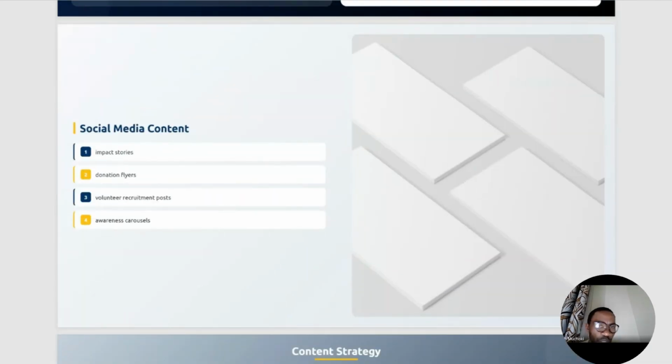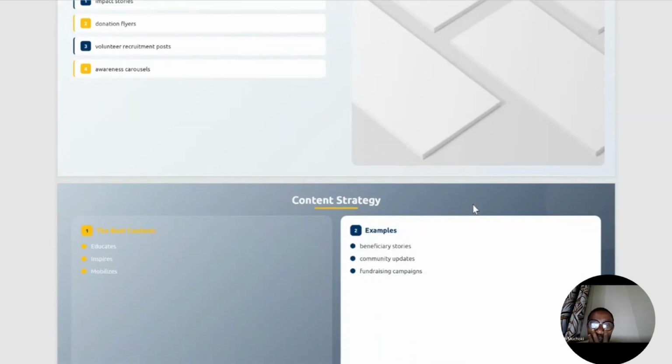What kind of social media content do you want to do? Impact stories, donation flyers. We have our specific case study, but this could apply to any other business out there. So you have donation flyers, volunteering, recruitment posts, awareness carousels. And then, for example, impact stories can also be on the website, because all these parts need to be coordinated. They need to be omni-channel and multi-channel at the same time.